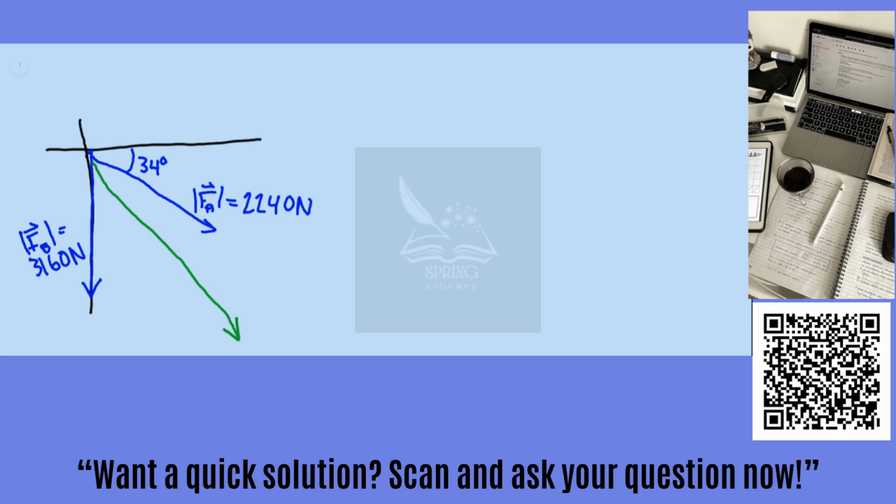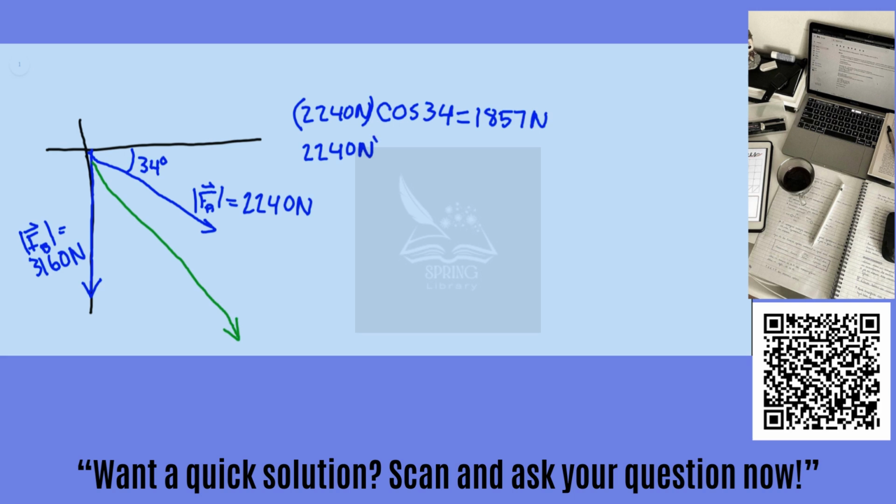F sub A, we can find its component parts as follows. We want to find the x component. We want to take the cosine of 34 degrees and multiply that by 2,240 newtons, because that'll scale this up to be the right size right here. And that will give us a component which is equal to 1,857 newtons.